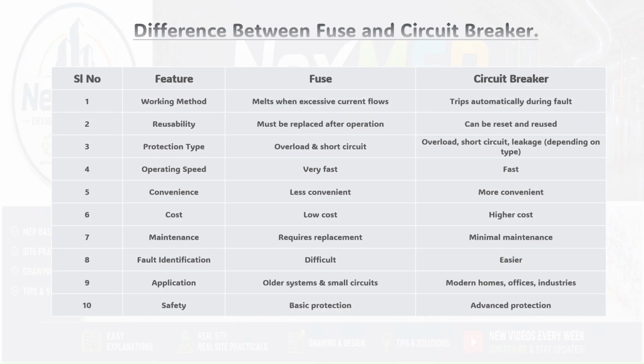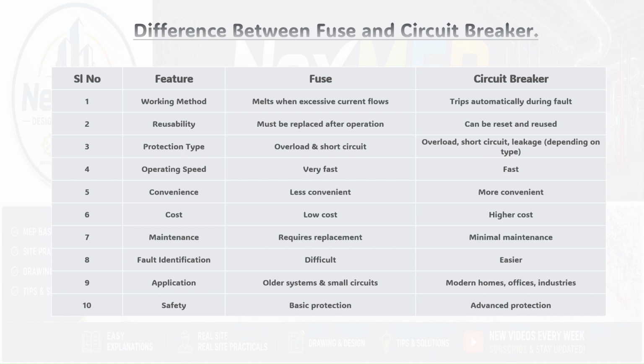Now let's do the main comparison: fuse versus circuit breaker across 10 important parameters. Point 1. Working method. A fuse works by physically melting when excessive current flows, making it a one-time use device that must be replaced after every operation. It offers very fast protection against overloads and short circuits, which is its biggest advantage. It's low cost and suits older systems and small circuits, but fault identification is difficult and the need for replacement makes it less convenient with higher long-term maintenance effort.